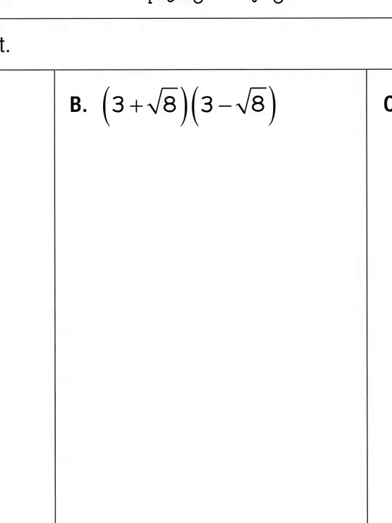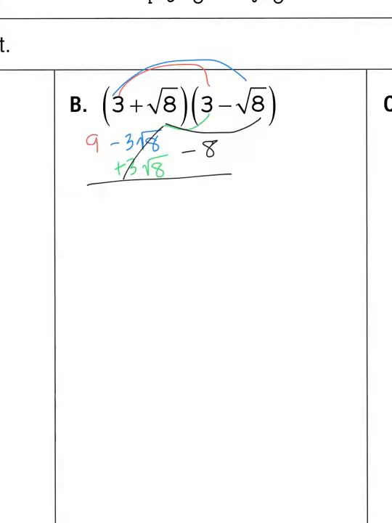All right, so let's go ahead and look at these. If I FOIL, I get 3 times 3 is 9. 3 times negative radical 8 is negative 3 radical 8. Radical 8 times 3 is positive 3 radical 8. Those are going to cancel. And then a positive times a negative is a negative. Rad 8 times rad 8 is 8. So these cancel and you get 9 minus 8, which is 1. So again, our radicals cancel.